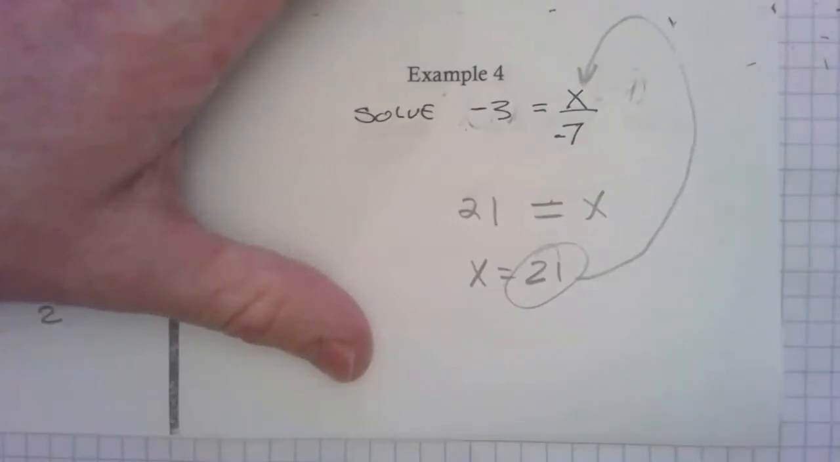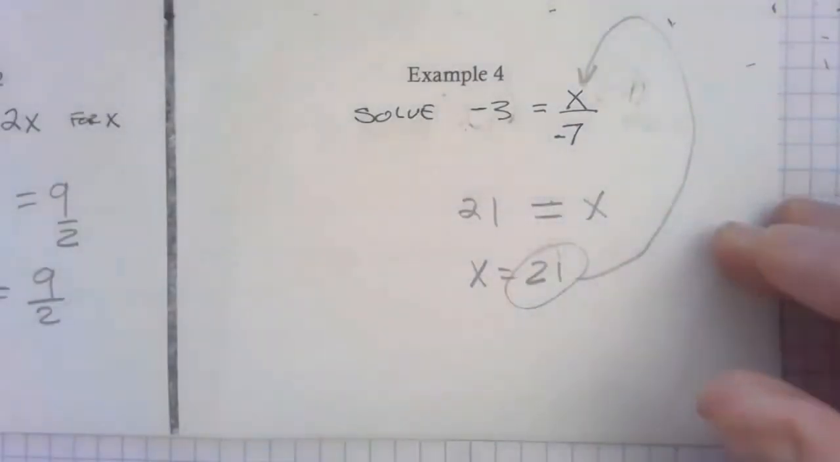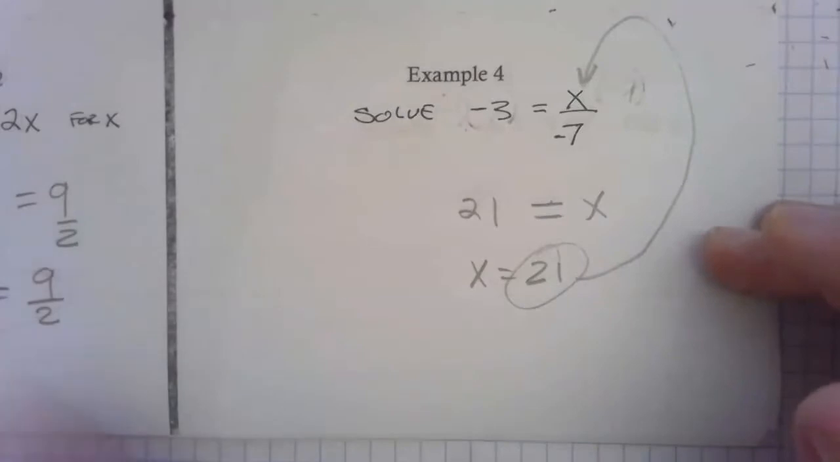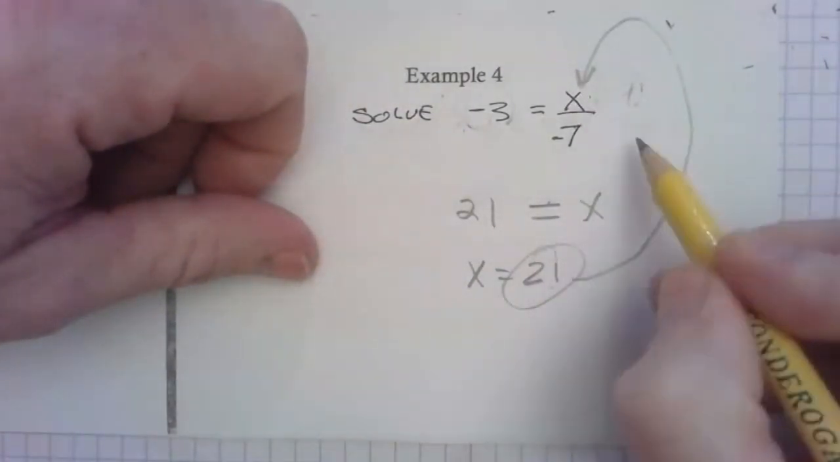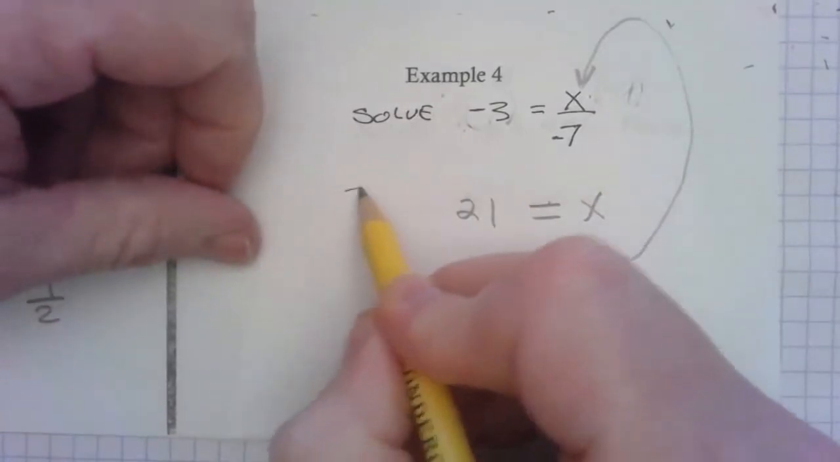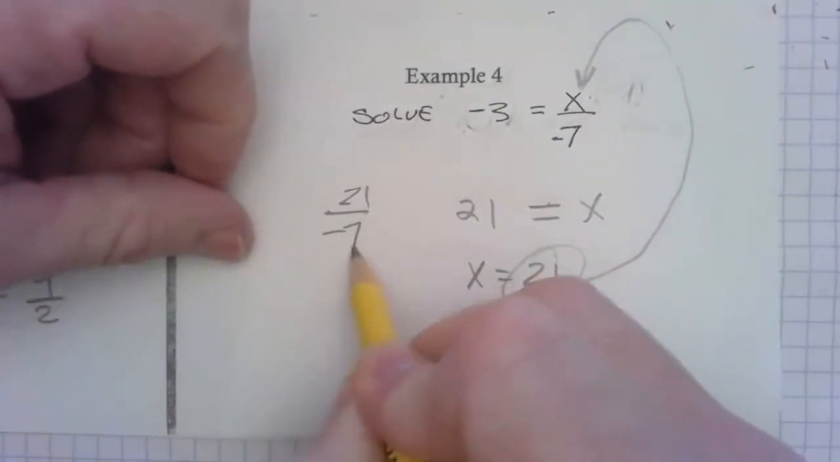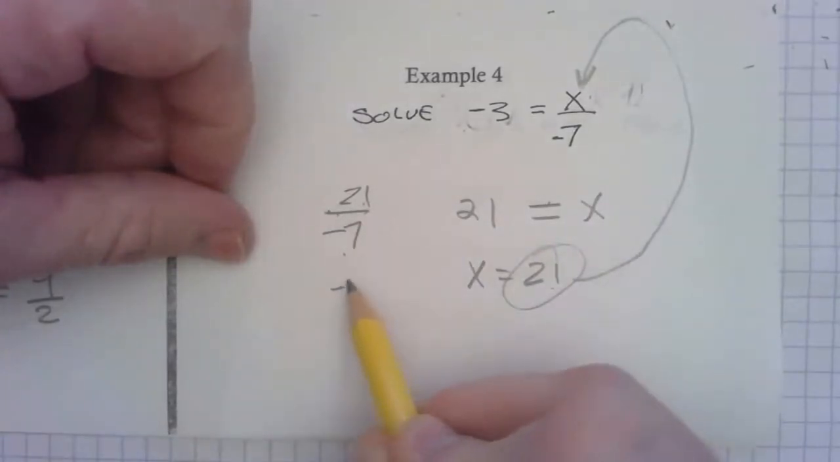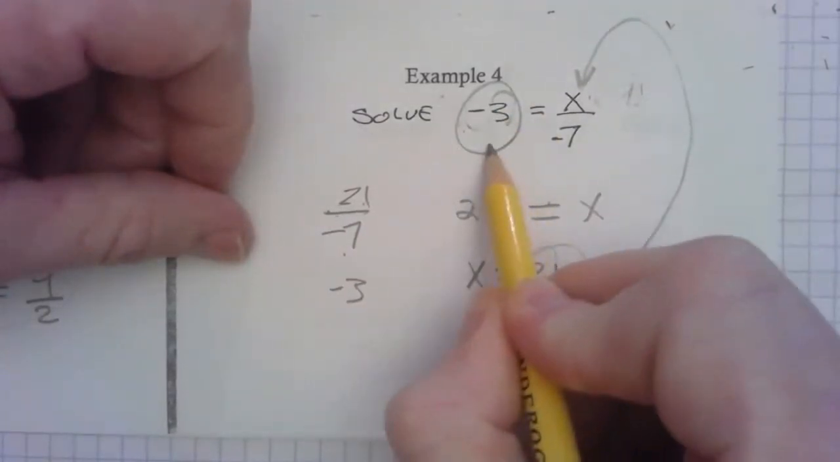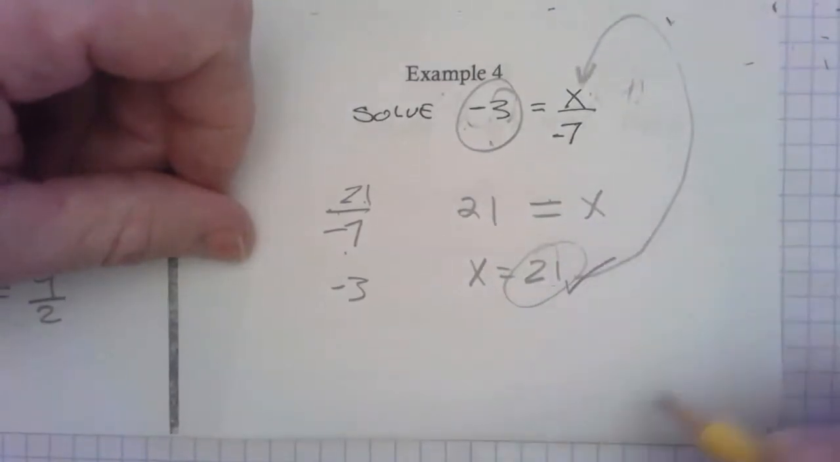You should really not walk away from this wondering if you got it right. You'll know, because if you have 21 and you plug it in here, that means you have 21, because we did substitution, 21 divided by -7. What is that going to be? 21 divided by -7 is -3. Hey, that equals what it says it should equal. So this is the solution.